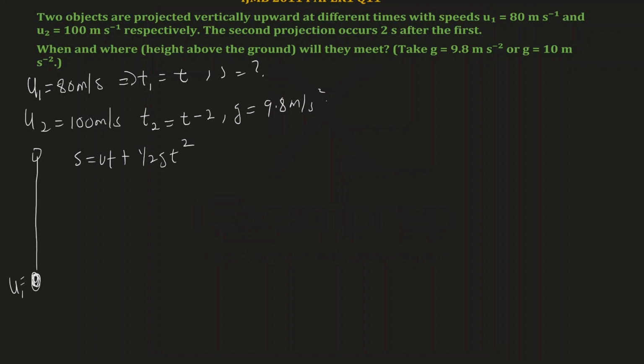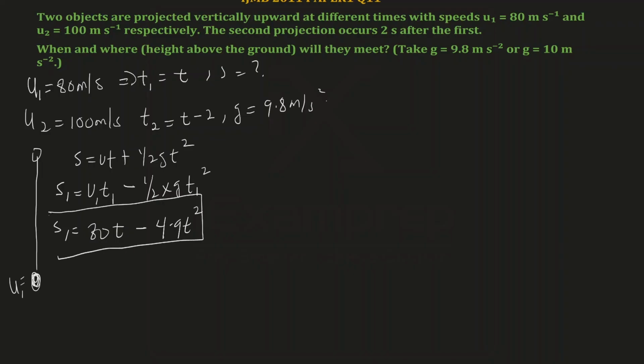Starting with the first object, I'm going to write it as s1 equals u1 times t1 minus, because it's going upward against gravity, if you take downwards as negative, half times g times t1 squared. That means s1 equals, u1 is 80, t1 is t, minus half times 9.8, which is 4.9, t squared. Half times 9.8 is 1 over 2 times 9.8 since g is 9.8. Now we cannot solve further. So I'll write this as equation 1.